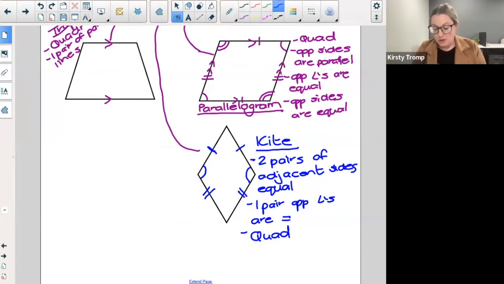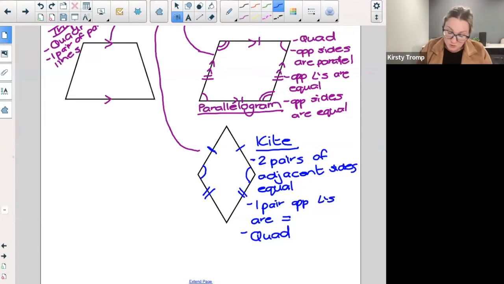Now what we're going to do is look at the next level of quadrilaterals. That's our first level of quadrilaterals. We can see that a trapezium, a parallelogram, and a kite are all quadrilaterals. They all have certain properties. From those quadrilaterals, we're going to move down a little bit and see what are the next kinds of quadrilaterals that look similar.